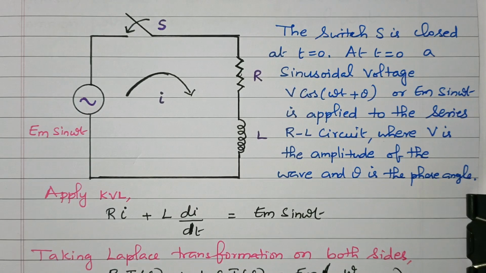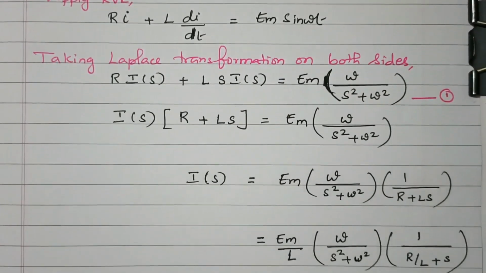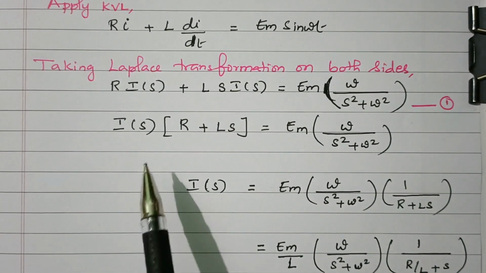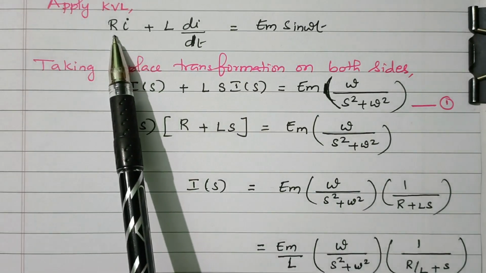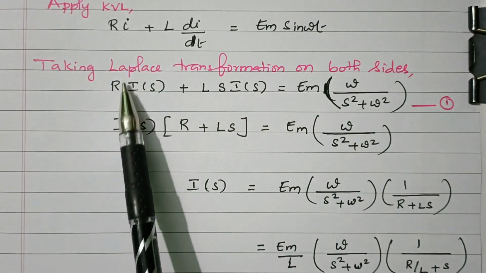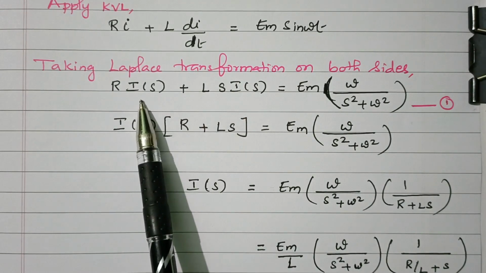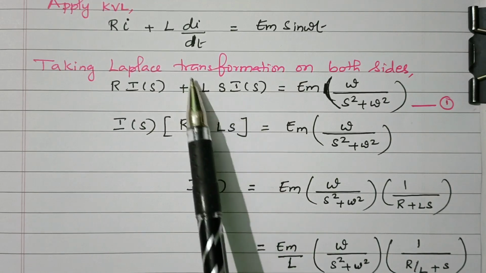So here we are going to see the sinusoidal response. So we need to take the Laplace transform. Finally we need to take the inverse Laplace so that we are able to find the response of the circuit. So take the Laplace transform on both sides. While taking the Laplace transform, R into i, R is constant, and i is converted into I of S. This is the t domain, now converted into the S domain. Similarly, L into S I of S.